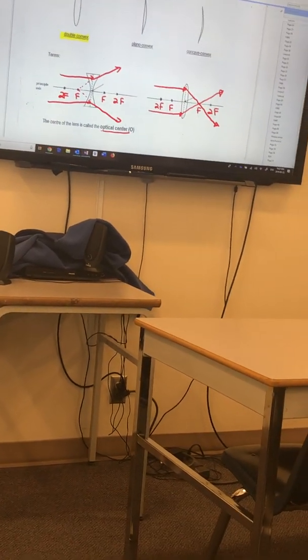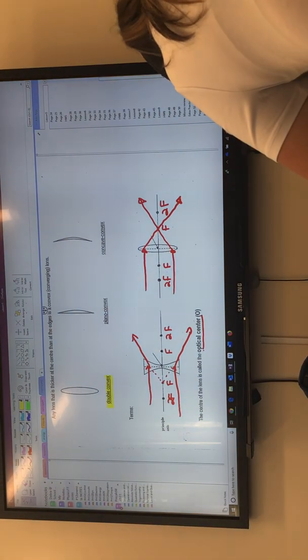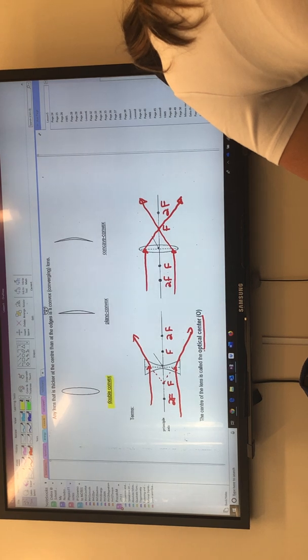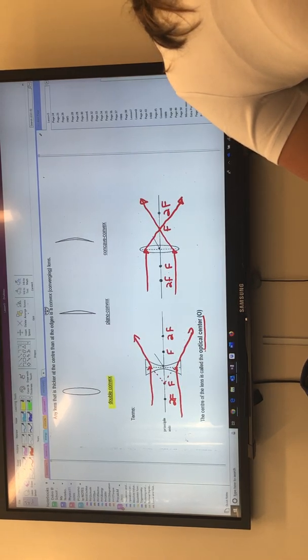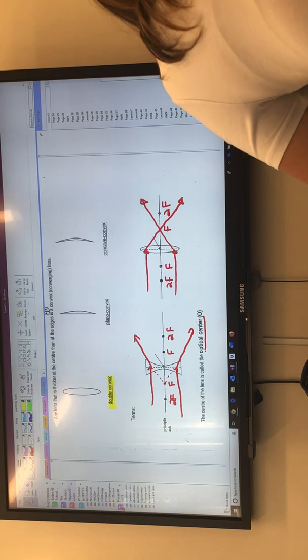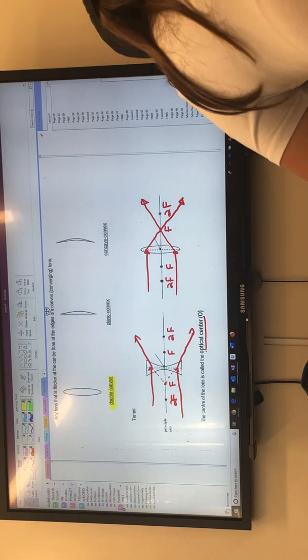So if I have a light ray coming from left to right into a concave lens, it spreads out like it's coming from F. And if I have two parallel light rays coming from the left to the center, and I always go right to the center of the lens, it then bends as if it's going to F.